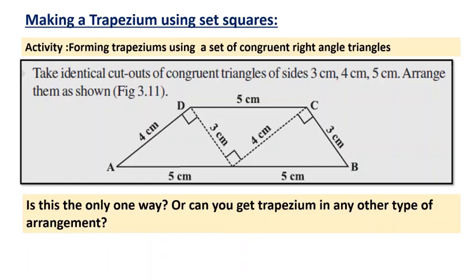Now, here is a small activity. In your geometry box, you must have seen a set square, one triangle kind of mathematical instrument. You have to make a trapezium using that. A trapezium has only one pair of opposite sides parallel. It's a special quadrilateral.